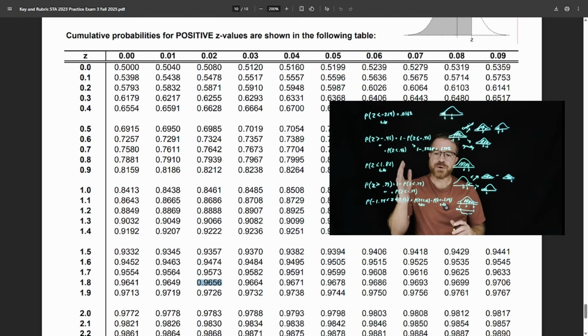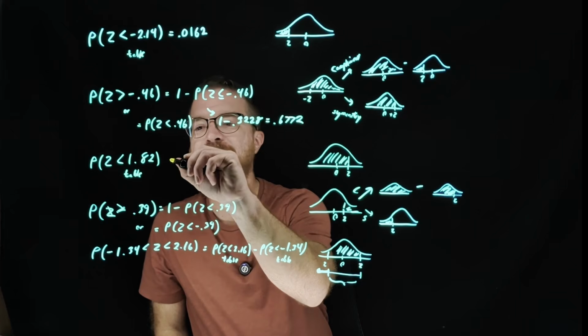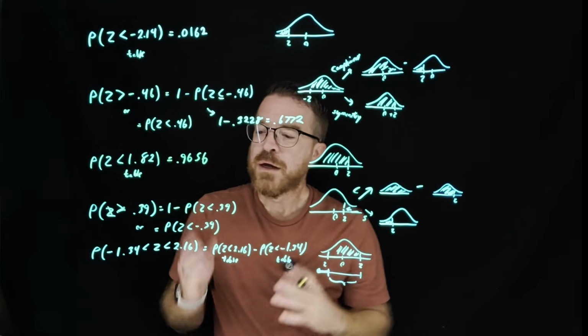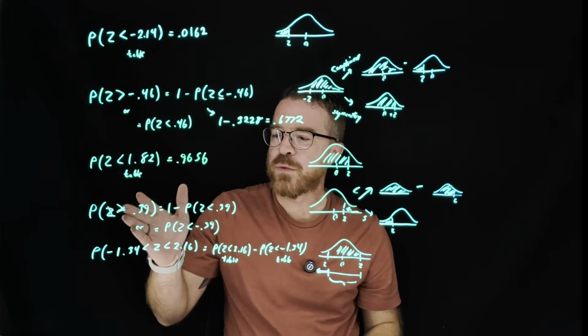For the probability that z is less than 1.82, we can look this up in our positive z table to the left. So we go down to 1.8, we go over to 0.02, and we get a probability of 0.9656. For the next one, we have the probability of z greater than 0.39.